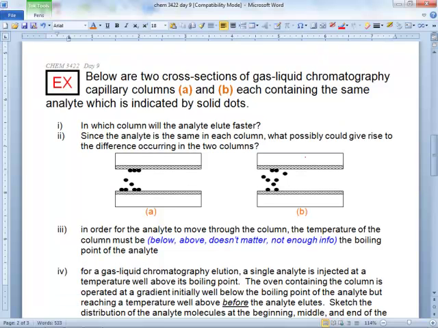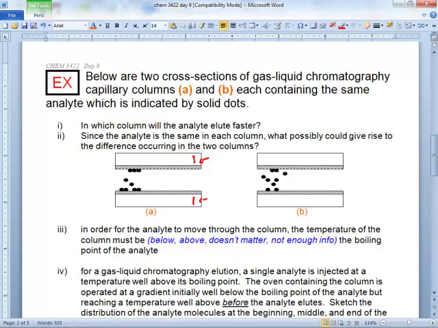Below are two cross-sections of gas-liquid chromatography capillary columns. Let's make sure we can recognize the parts of these things. What is this stuff? They're supposed to be capillary columns. What is this big white block supposed to be representing? Anybody see it? It's supposed to be a cross-section. Yeah, the whole thing is a column. So what component of the column? The stationary phase. The analyte's moving on and off the stationary phase.